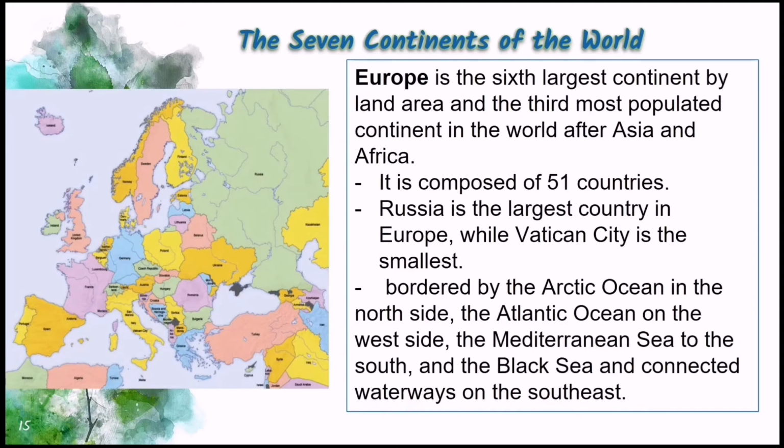Next is Europe. It is the most economically developed continent. The sixth largest continent by land area and third most populated continent in the world after Asia and Africa. So it is composed of 51 countries. And the Russia is the largest country in Europe, while Vatican City is the smallest. Europe is part of some major land masses, and they are separated by Ural Mountains and Caspian Sea.